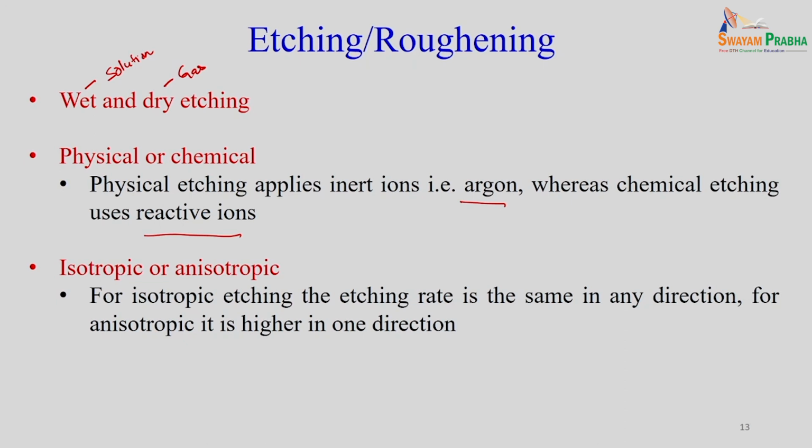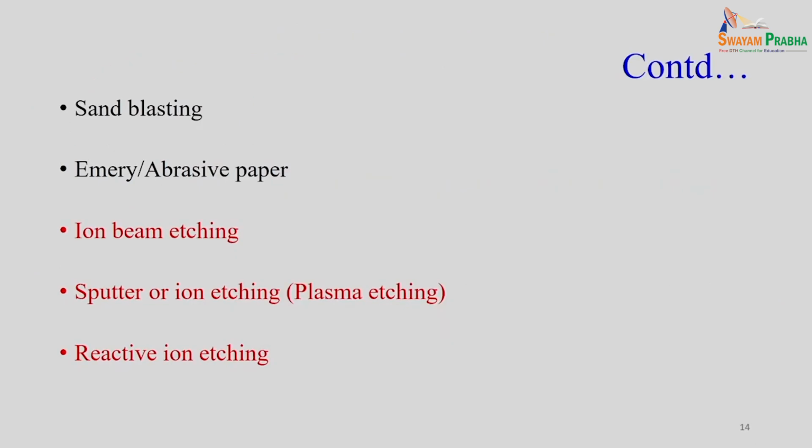Also, it may be isotropic or anisotropic. If the etching rate is the same in any direction, then it is called isotropic. If it is different or higher in one direction, then it is called anisotropic. So for etching or roughening, we apply different methods. Very simple is sandblasting, or you can use abrasive paper like emery paper. So physically you can sandblast a surface, or we apply emery paper to get rough surfaces.